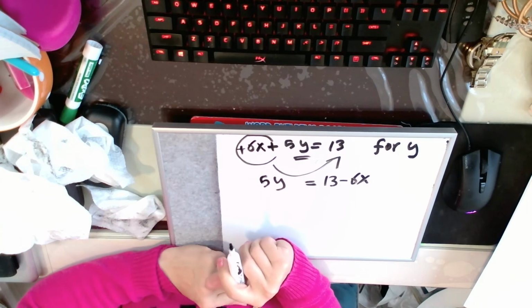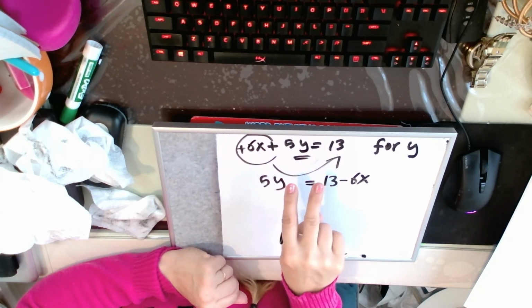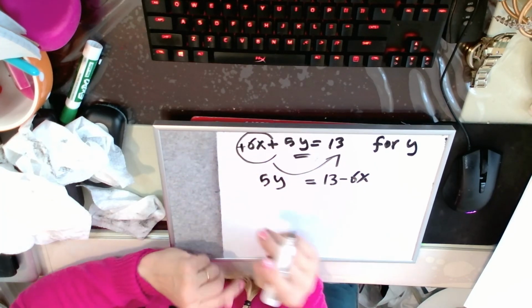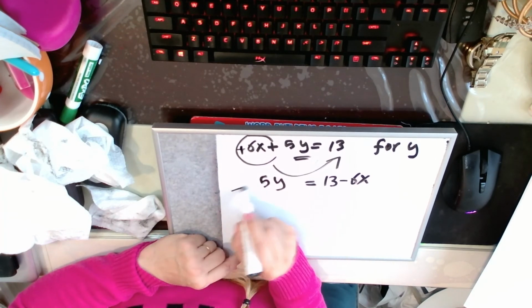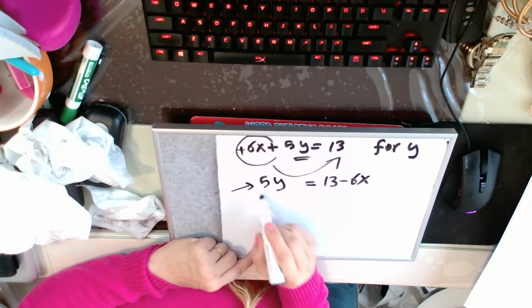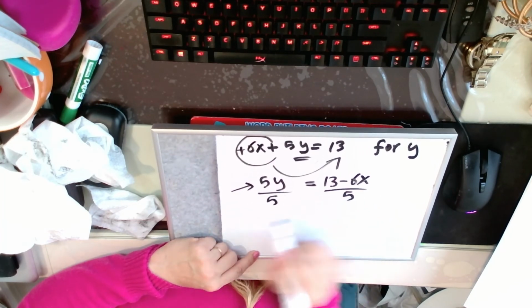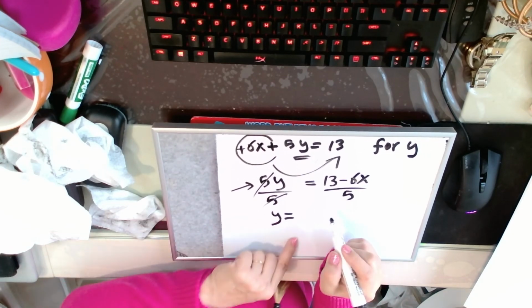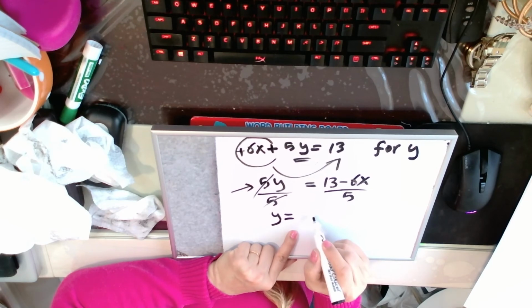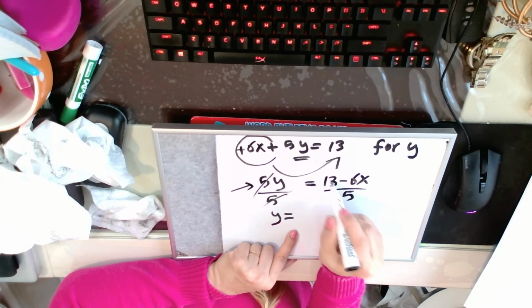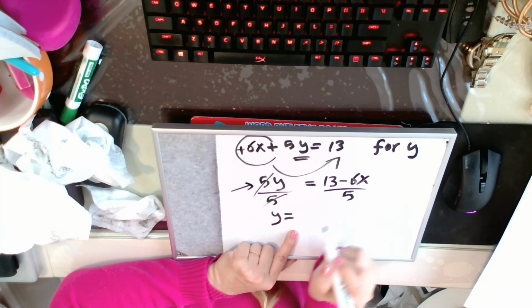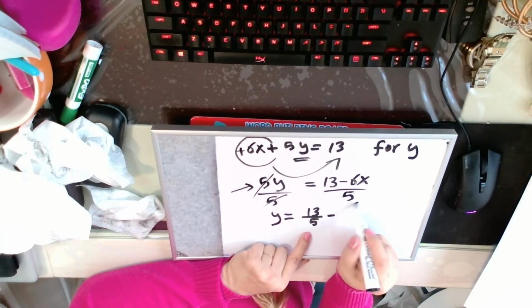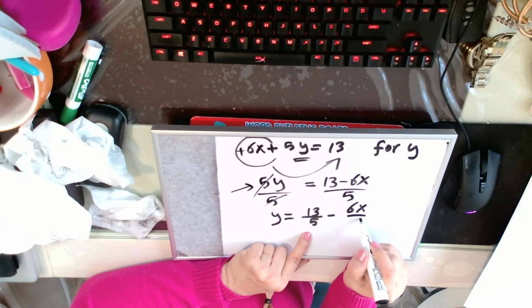Or you can use the old way, subtracting 6x from both sides. It's the same thing. Now we want to get rid of 5, so just divide both sides by 5. This is gone. We can separate the numbers by themselves and the variable by itself. It's going to be 13 over 5 minus 6x over 5.